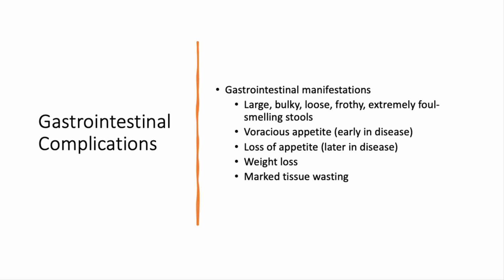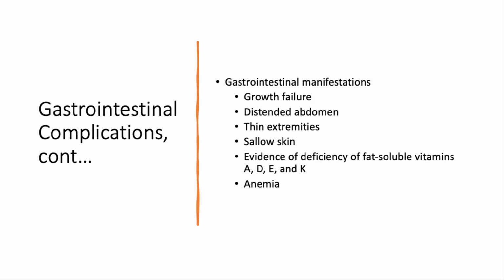As we talked about earlier, there are not only pulmonary manifestations of CF. Some GI manifestations include large, bulky, and frothy stools, changes in the appetite, depending on how much effort they're putting into just normal body processes, weight loss, and tissue wasting. You can also see growth failure because of the issues that we have with nutrition and digestion.